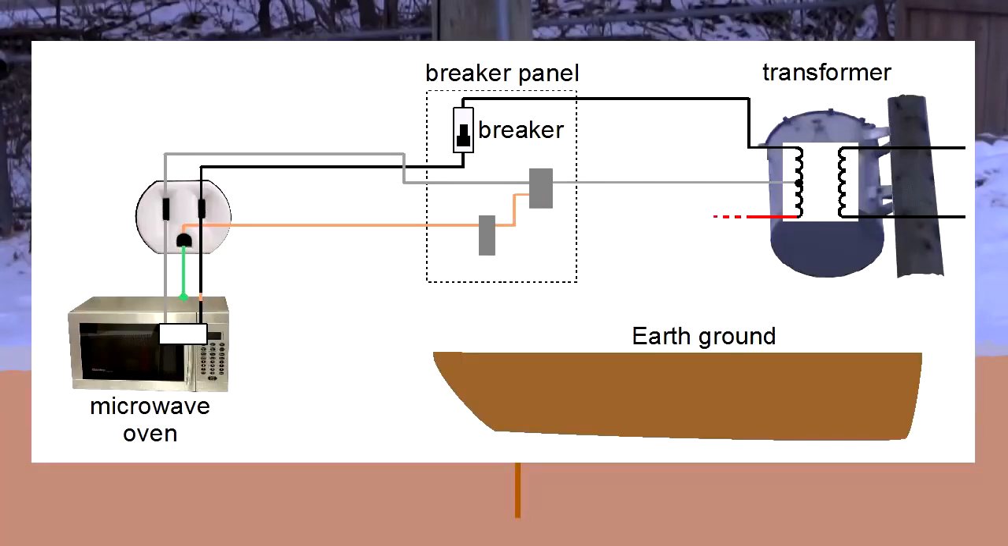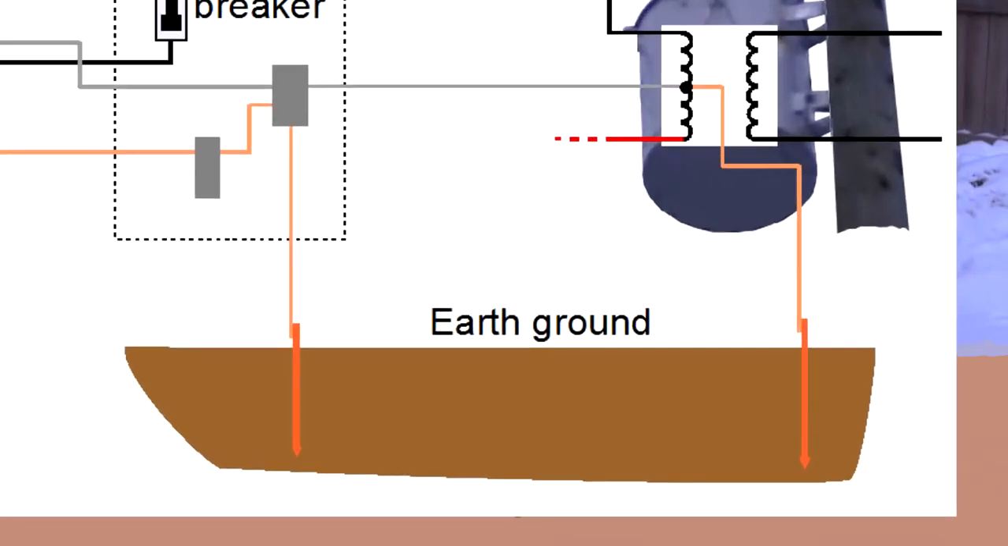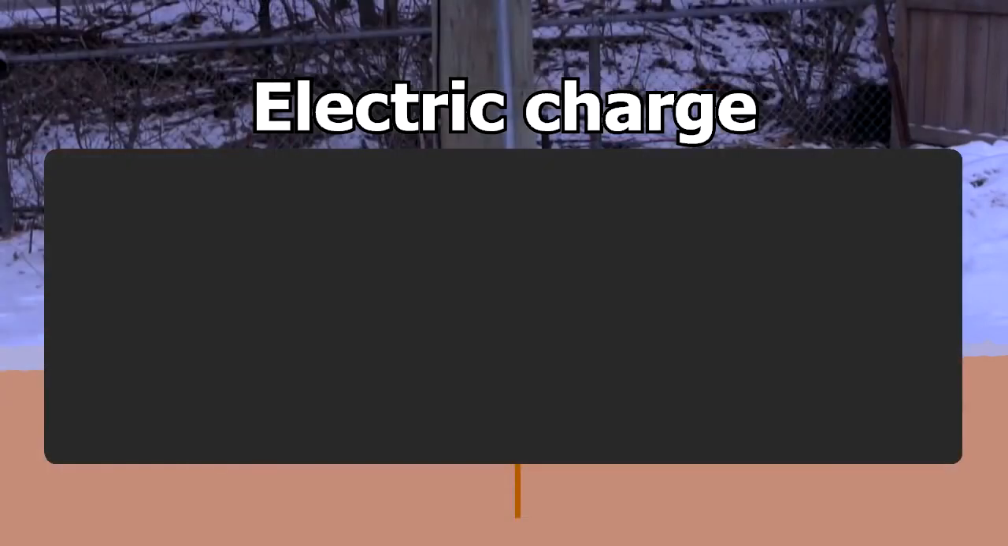And where the neutral wire goes to the transformer, there's another wire that goes down the pole to a ground rod there too. Now our diagram looks like this, with the thick bare wire from the breaker panel to earth ground, and with the ground wire from where the neutral wire connects to the transformer, also down to earth ground. Why have all this wiring all the way to the earth ground, if it didn't play a part in our microwave oven fault? To understand that, we need to learn a bit about electric charge.